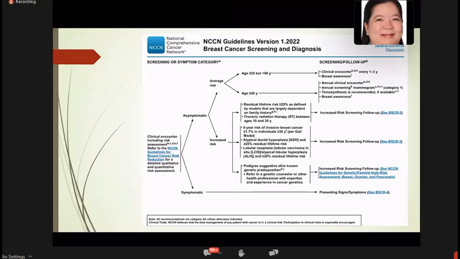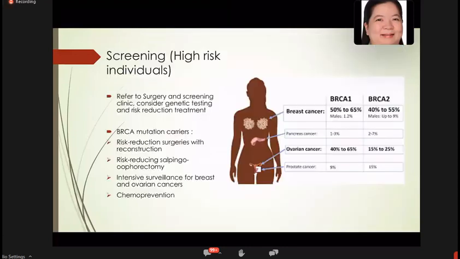Okay, if ever your patient falls among those individuals with increased risk, the ones we mentioned earlier, what will you do? Those with increased risk, or high-risk individuals: one, you refer them immediately to surgeons or to surgery, and you refer them to screening clinics.